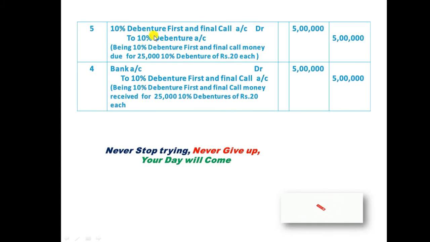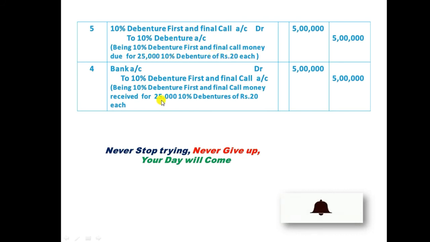Now we need to record the third installment. So 10% debenture first and final call account debit 5 lakhs to 10% debenture account 5 lakh. Now the third installment, first and final call money, we transferred to debenture account. Here we credited the debenture. Debenture comes under long term borrowing. It is a loan. It comes under liability category. So when liability increases, we need to credit it, and we should write the narration being 10% debenture first and final call money due for 25,000, 10% debentures of rupees 20 each.